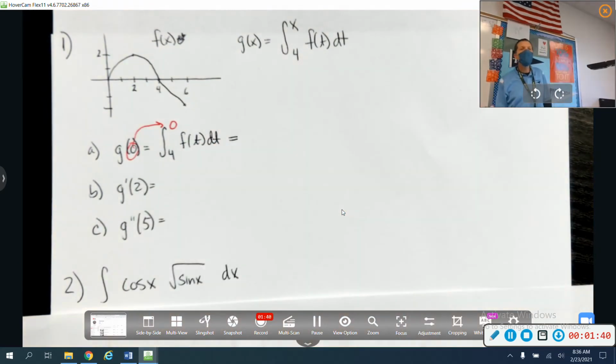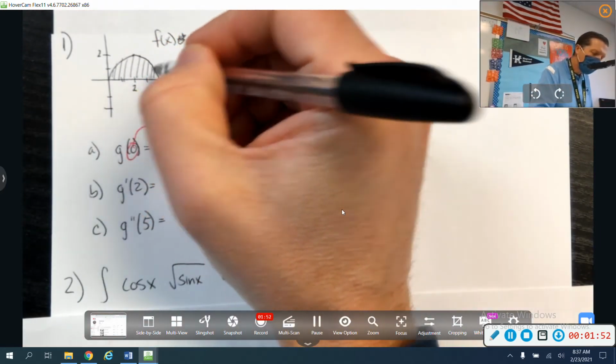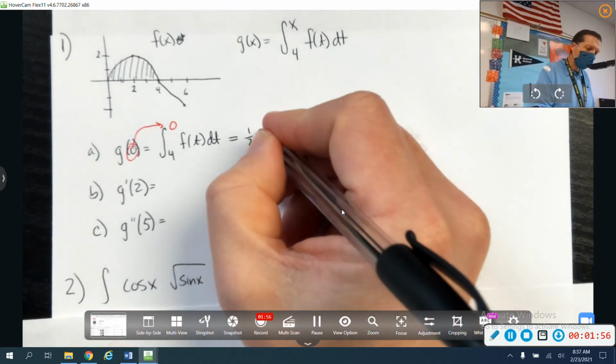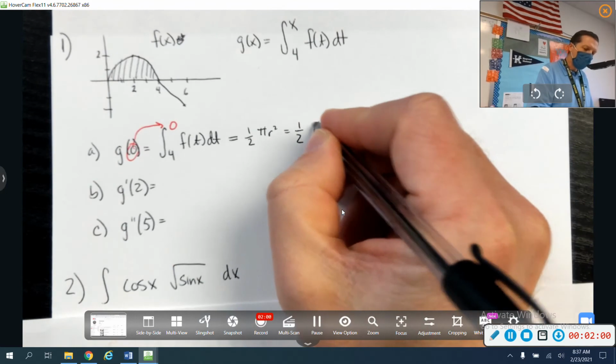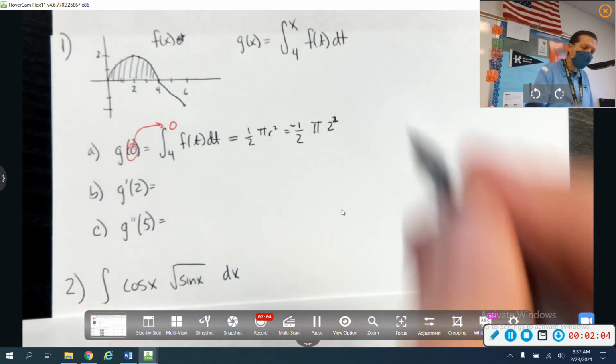Some of you will switch the 4 and the 0 and put the negative out front. Others of you will just find the area and make it negative because you know you're going backwards. Either way, it's the area from 0 to 4, or from 4 to 0 because we're going backwards. That's half a circle, so half of pi r squared. So half of pi times 2 squared. And actually, if I put a negative on there, I could stop right there.